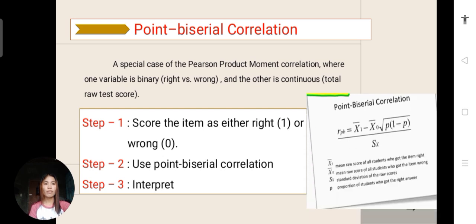And here comes the formula in finding the point biserial correlation, where X sub 1 bar is the mean raw score of all students who got the item right, and X sub 0 bar is the mean raw score of all students who got the item wrong, S sub X is the standard deviation of the raw scores, and P is the proportion of students who got the right answer.